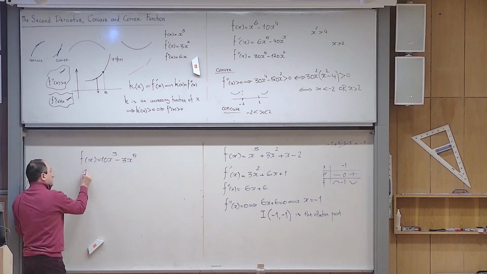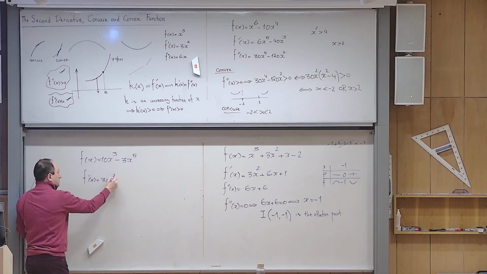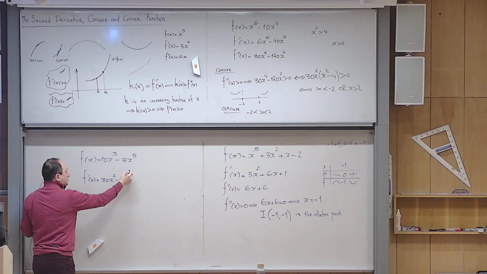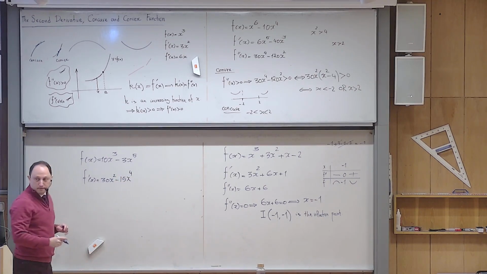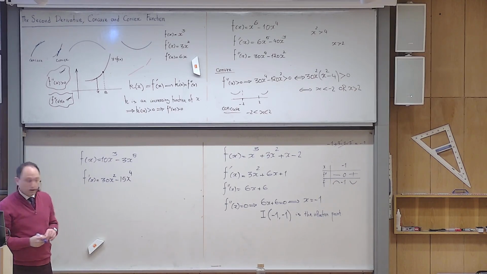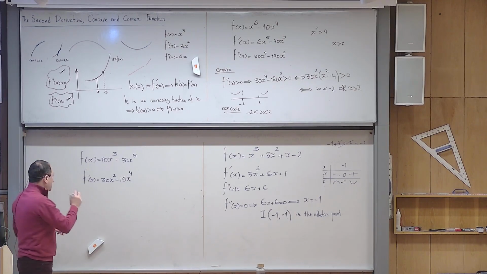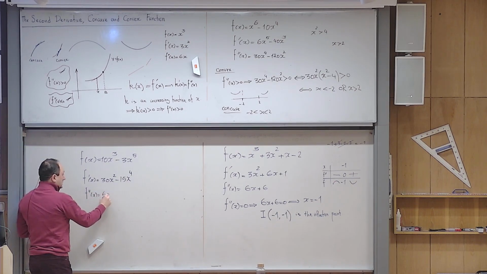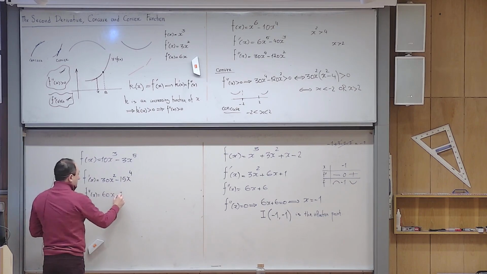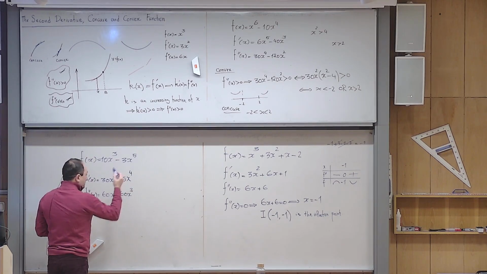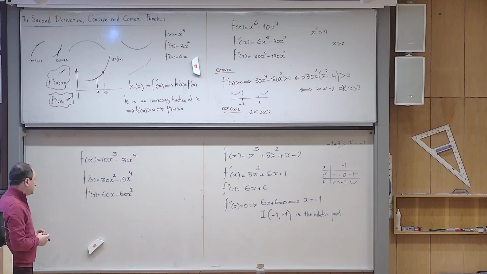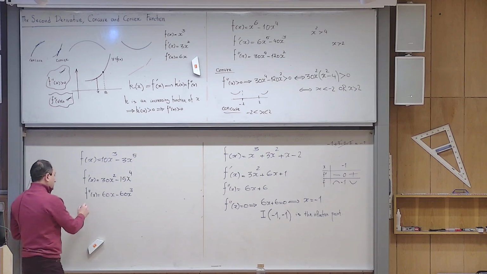So here I take the derivative. This becomes 30x squared minus 15x to the power of 4. Yes, am I right? Yes. And then I take another derivative. So this becomes 60x minus 60x to the power of 3. And then I put this equal to 0.